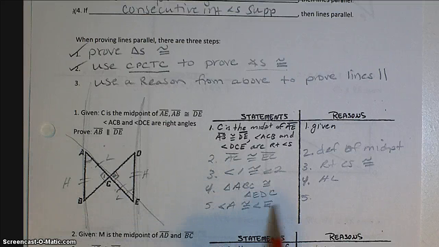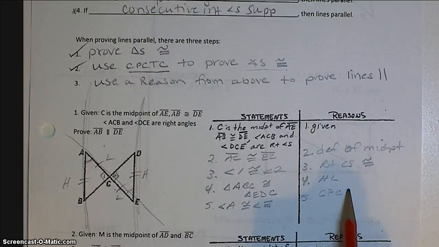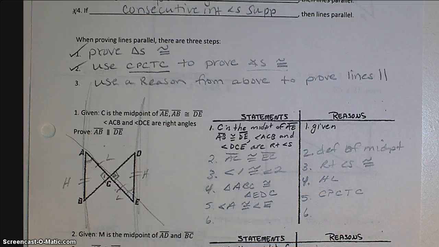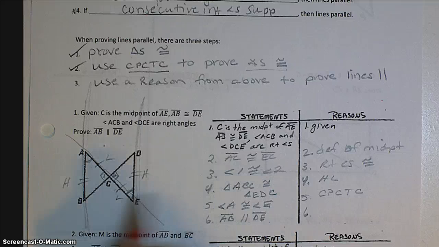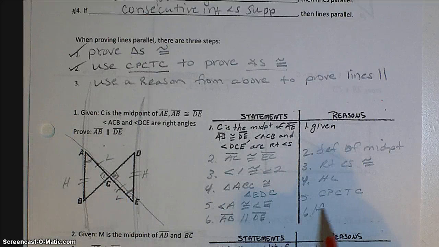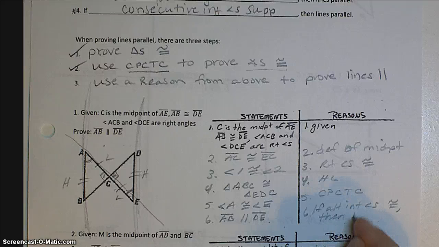I'm going to say A and E are congruent because CPCTC. That means if those are the same, the lines are parallel. The reason why the lines are parallel is because these are alternate interior angles, and if alternate interior angles are congruent, then the lines are parallel.